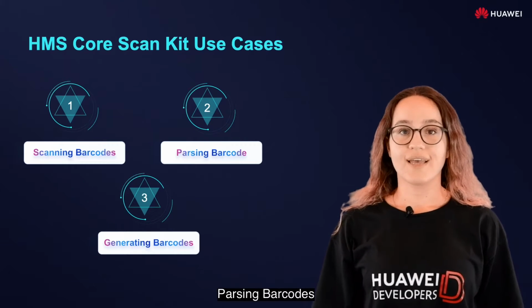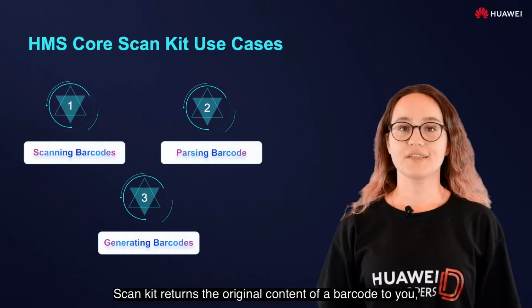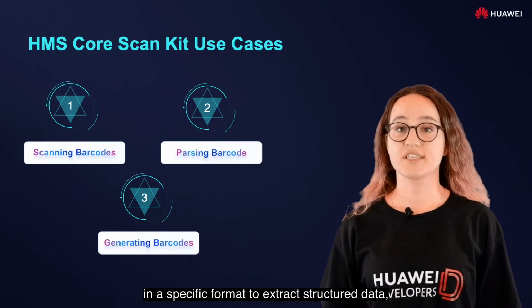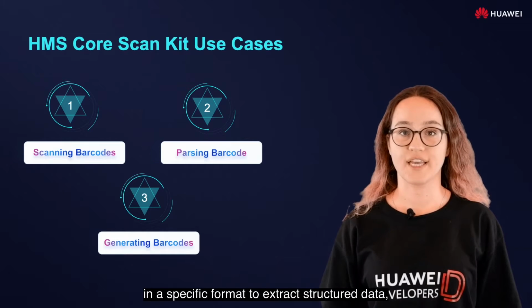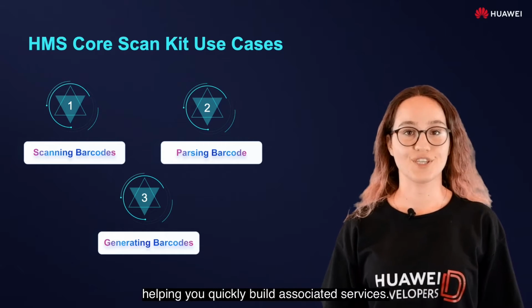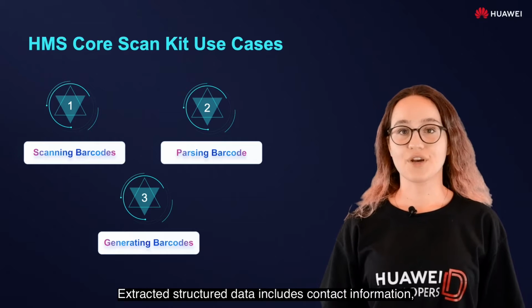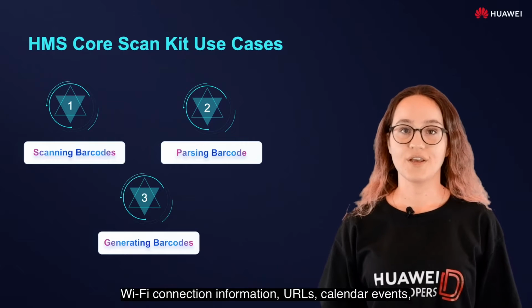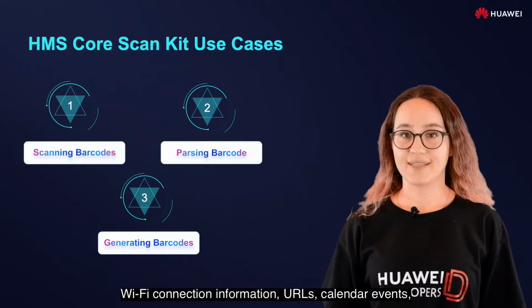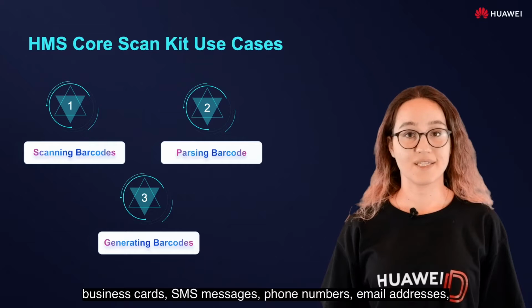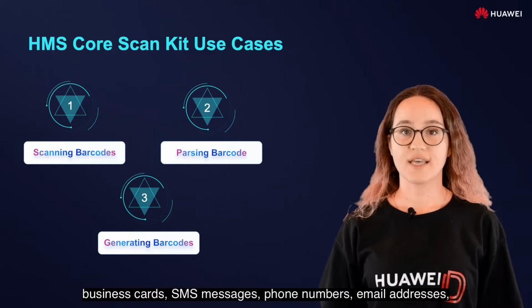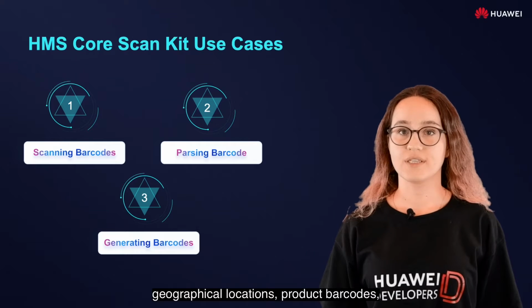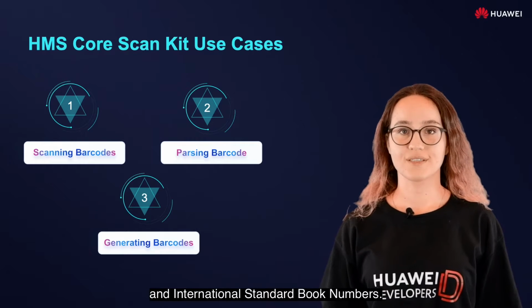Parsing barcodes. Scan Kit returns the original content of a barcode to you and analyzes the barcode with content encoded in a specific format to extract structured data, helping you quickly build associated services. Extracted structured data includes contact information, Wi-Fi connection information, URLs, calendar events, business cards, SMS messages, phone numbers, email addresses, geographical locations, product barcodes, and international standard book numbers.